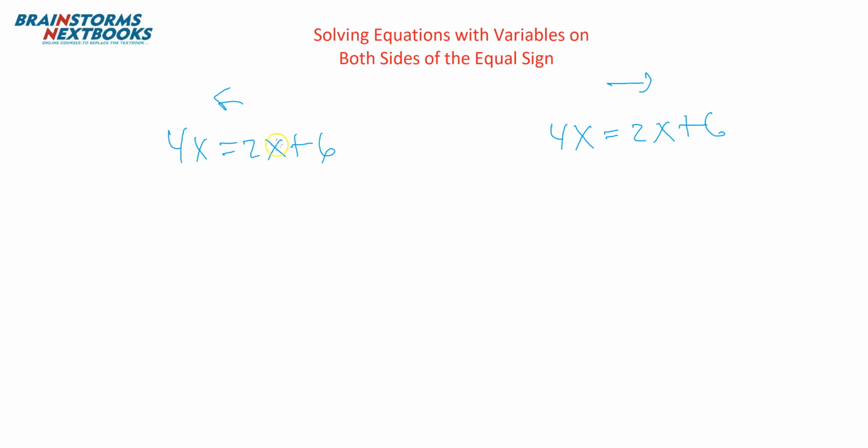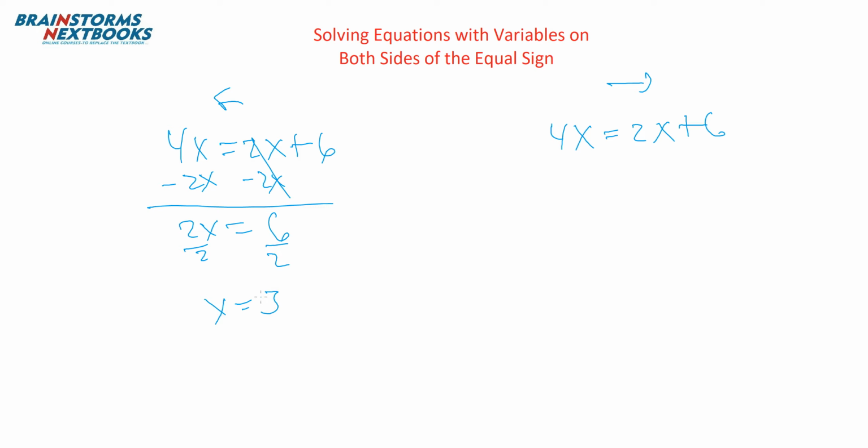So, okay, if I want to move him over here, what's the opposite of positive 2x? I'm going to minus 2x to both sides, right? That cancels, which is the whole point. The 6 is still alive, so he's there. 4x minus 2x is 2x. Divide both sides by 2. Sure enough, x equals 3.